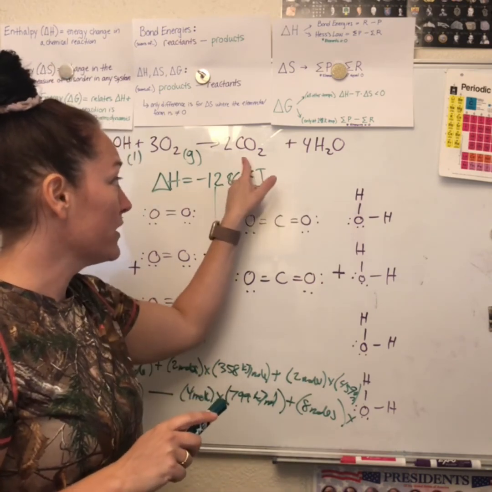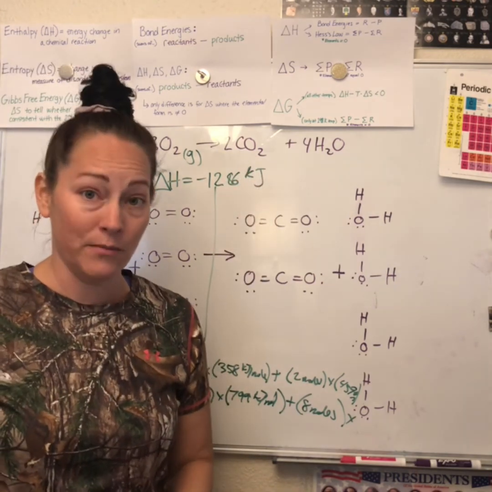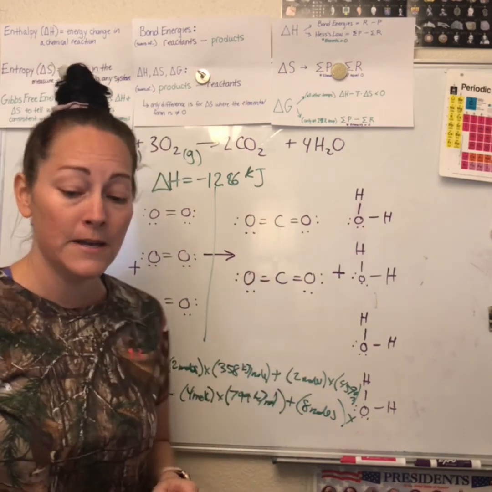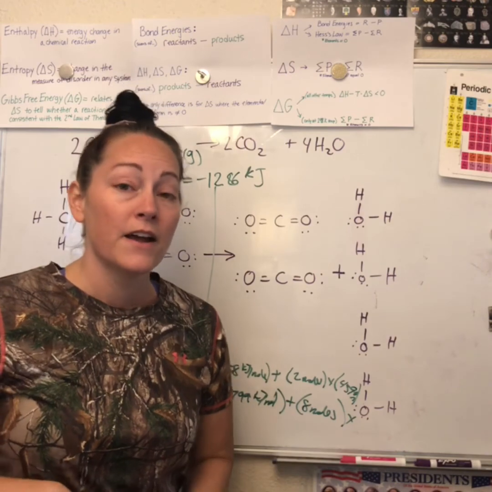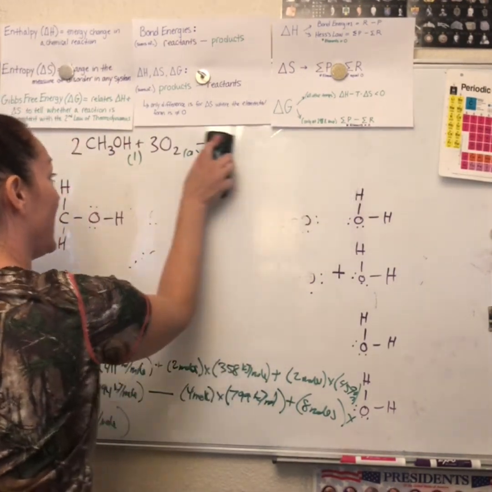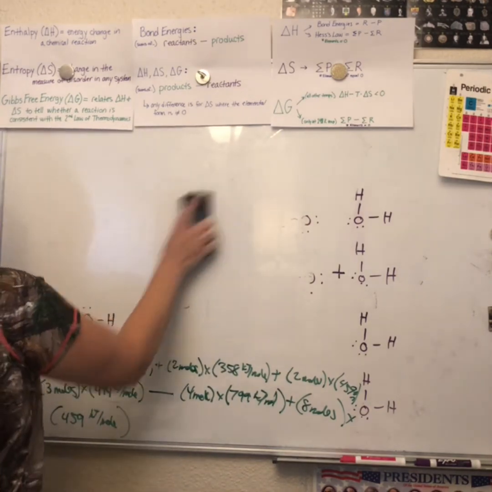Or if there's one of these that's not on our next table, then you're going to have to use this method. So you're not going to have to use this method very often for our purposes in this class. All right, so I'm going to go ahead and erase this, and we're going to talk about the third way to find delta H. So there's 3 different ways.